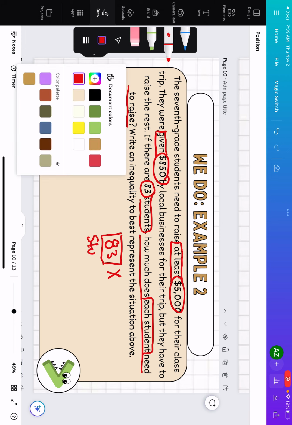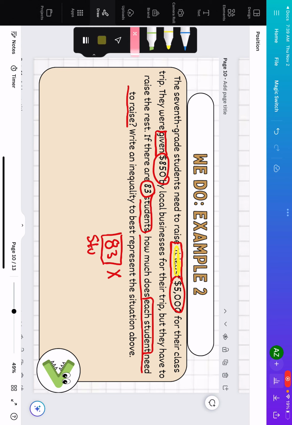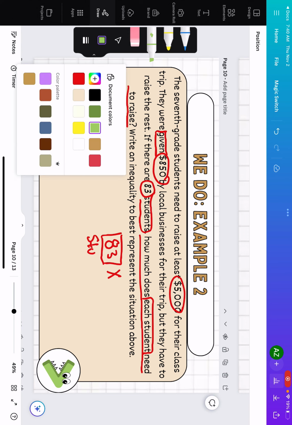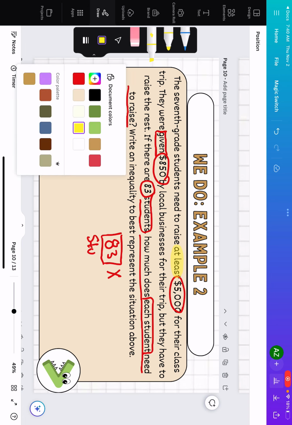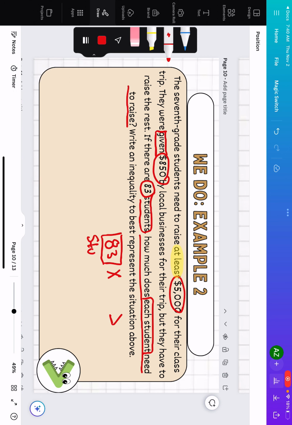At least is my keyword. Oh, let me change that to a highlighter. To my inequality. Now, when I write this down, if you're saying at least, that is your minimum. You want 5,000 or more. Now, if they were already given something, that's a positive number. You can add that to the 5,000. They were given $850. That is my inequality.